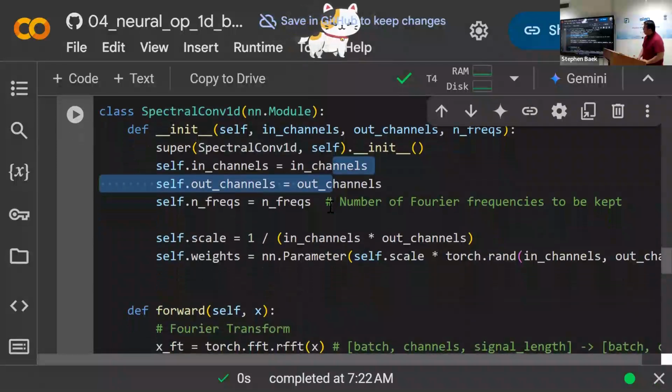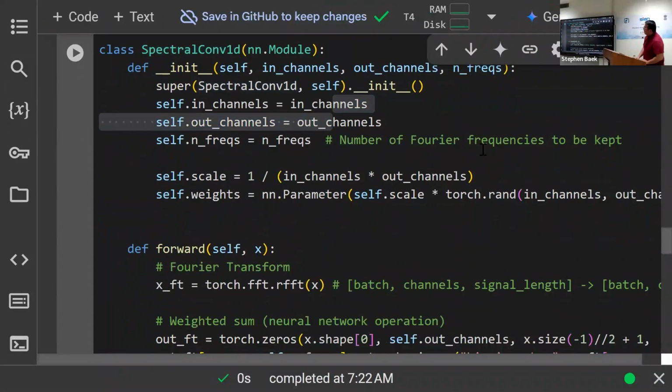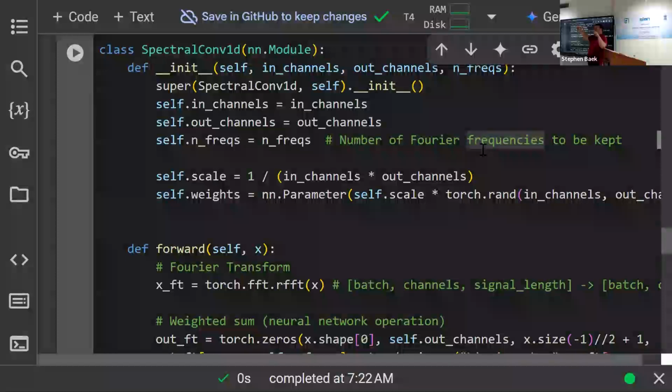Here we are, spectral convolution 1D layer. So it is comprised of this thing called the self.weights. And the self.weights is basically where we store the learnable Fourier coefficients, right? Remember, whatever input signal comes in, we map it to the Fourier domain. And then in the Fourier domain, we compute the linear combination of the Fourier components, the Fourier coefficients. So that transformation is what's stored in the self.weights.